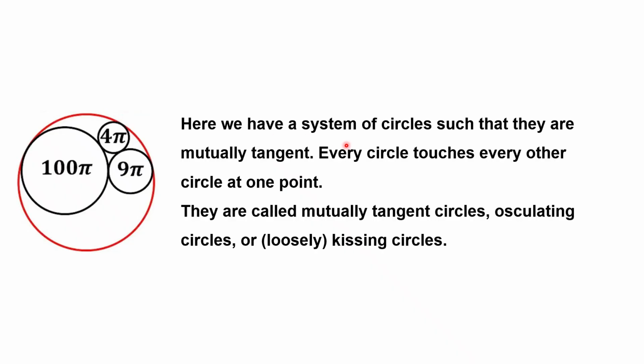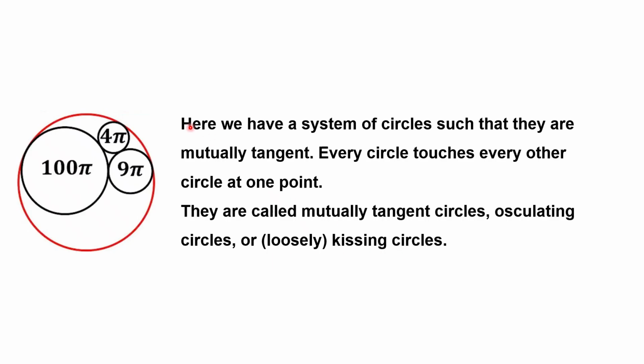Now here we have a system of circles such that they are mutually tangent. The system of four circles are mutually tangent. That means every circle touches every other circle at one point. So every circle is tangent to every other circle. They are called mutually tangent circles, osculating circles, or sometimes loosely kissing circles.